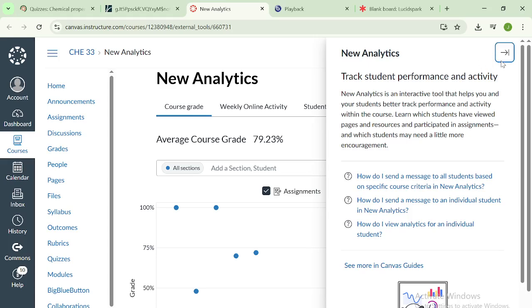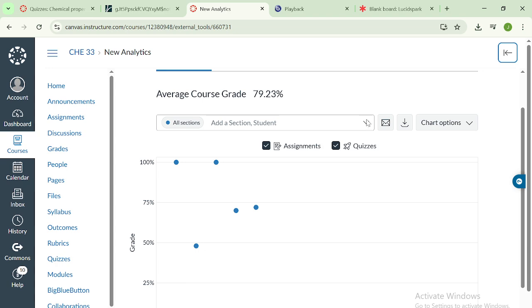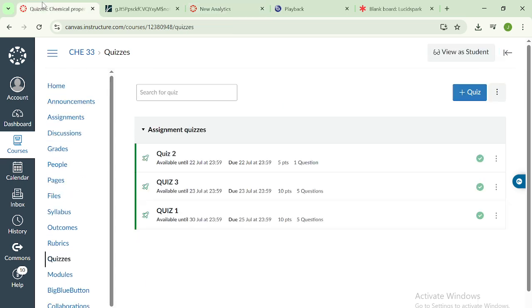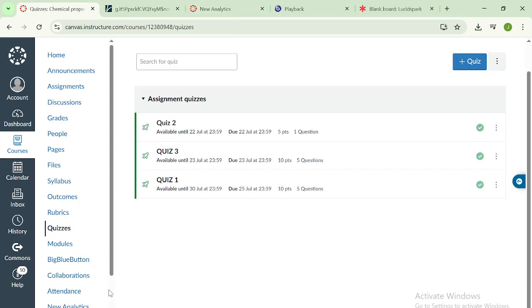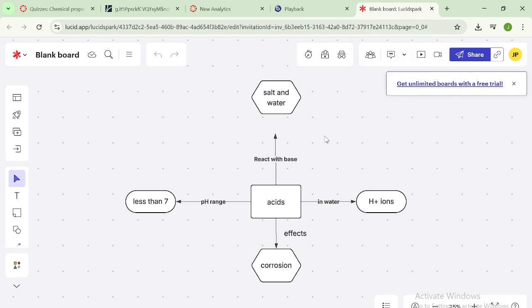The analytics of my module is 79.23, meaning that most of the students participated as it was expected. There is also the new Lucidchart for collaboration, where students were able to draw different charts. As you can see from here, this chart is showing the relationship between acids and bases. How do they react and interact?